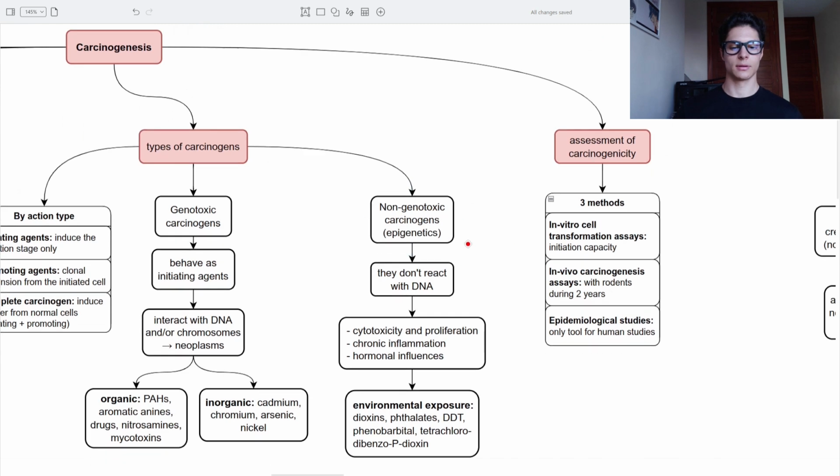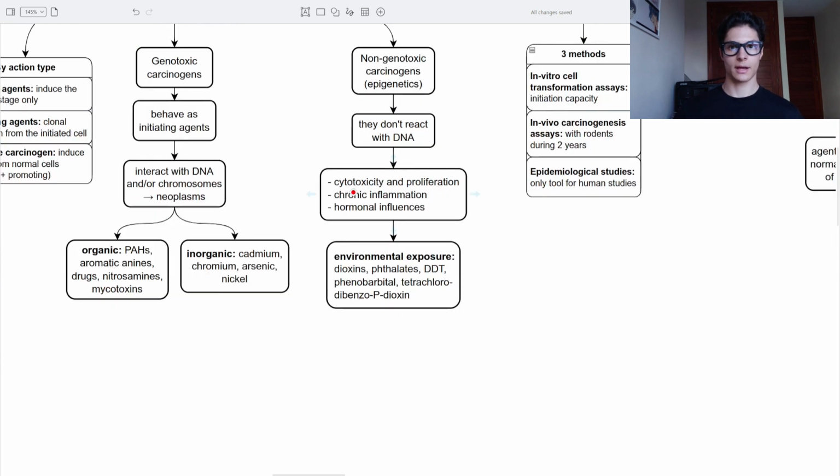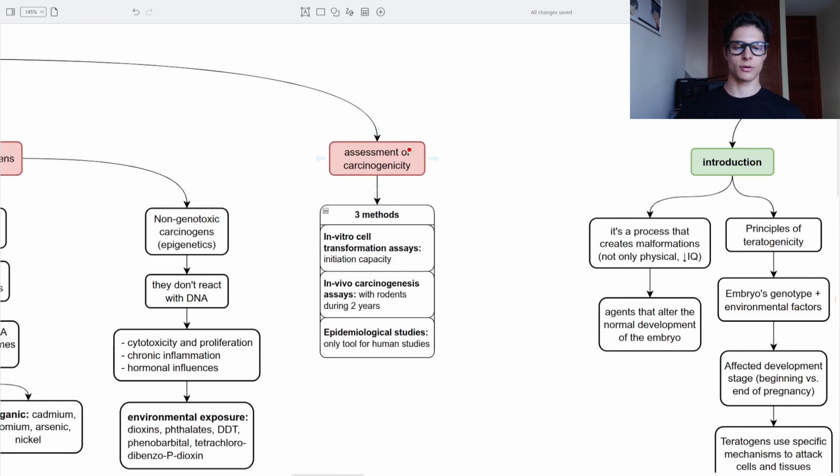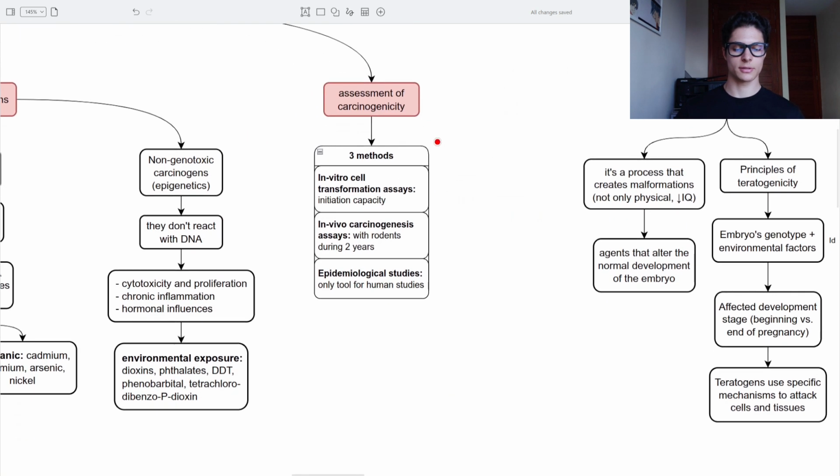Non-genotoxic carcinogens don't react with the DNA, but they can also induce tumors. Indeed, there is cytotoxicity and proliferation, chronic inflammation, and hormonal influences. These are mainly found in the environment, such as dioxins, phthalates, DDT, phenobarbital, and tetrachlorodibenzo-p-dioxin. Assessment of carcinogenicity: 3 methods here.